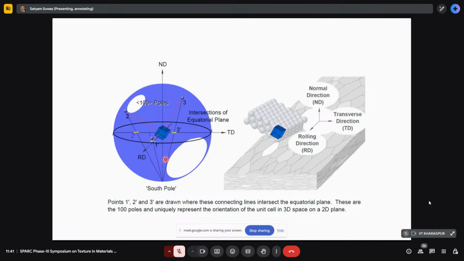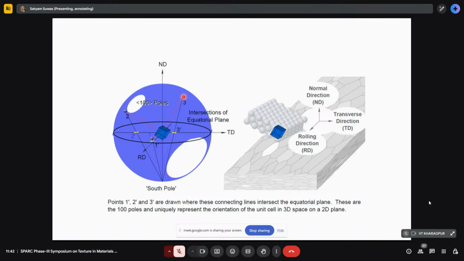So for example, for the first plane, when it is touching at point 1, if you join this with the South Pole, then it passes through 1 prime. Then similarly for plane 2, it is touching here at point 2 and it is joined to the South Pole. It passes through this diametrical circle at the 2 prime point. Similarly for 3. So we have 1, 2 and 3 points which we obtained by joining these touching points of this normal on the sphere that we have constructed around this crystal or around the sample, whatever you call, right?